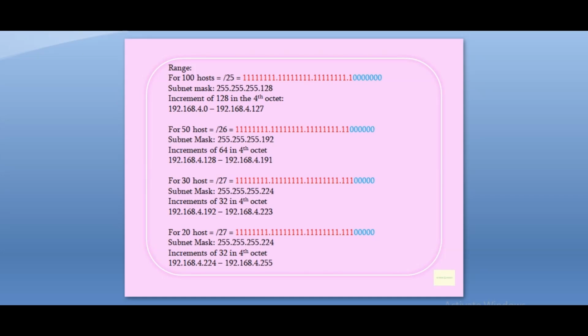For the last subnet, we again used /27. With increments of 32 in the last octet, we get our subnet. This subnet's network address is the previous subnet's broadcast address plus 1, which gives us 192.168.4.224, and for the broadcast address add 32 to the last octet, which gives us 192.168.4.255. That's it. Let's look at another question.